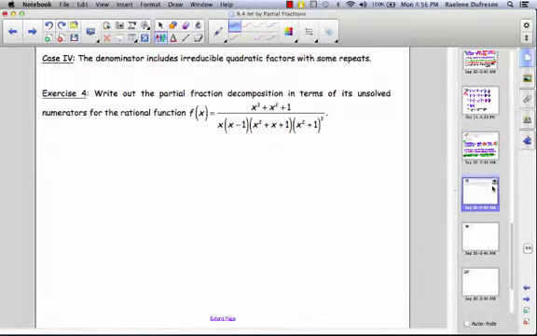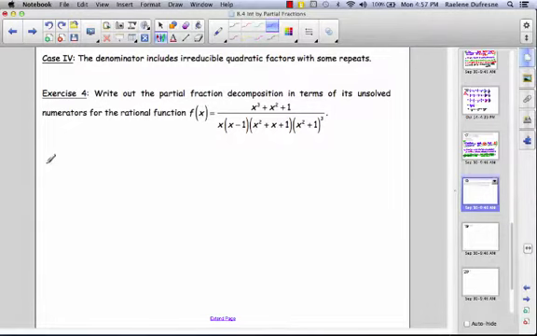The fourth case is if the denominator includes irreducible quadratic factors with some repeats. So I'm going to have you pause the video and try to do exercise 4 on your own. Perform the partial fraction decomposition for f of x with the denominator factored as x times x minus 1 times x squared plus x plus 1, and then x squared plus 1 all cubed. Okay, pause the video and check with me.